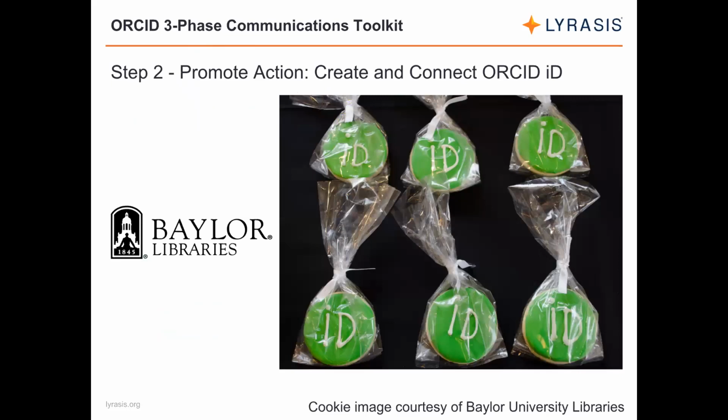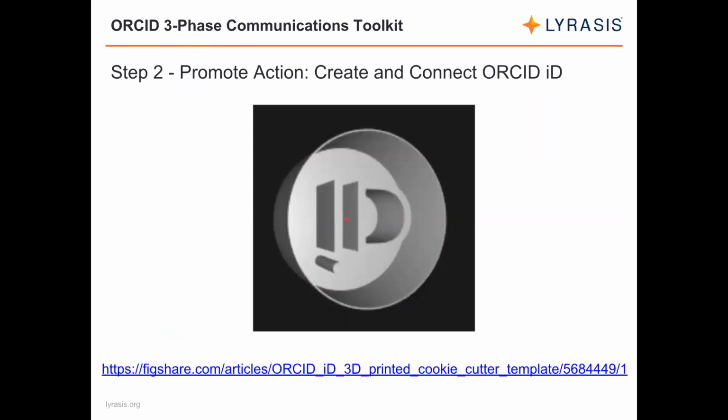So an example of promoting action, Baylor University did a promotional push for action by going around to faculty areas at lunchtime and offering a free cookie to each person who registered for an ORCID ID. And they got about 250 people to register within the week. And this is an actual image of the cookies that they handed out. In addition to that, I would also like to point out that ORCID now has a 3D printed cookie cutter template that can be used, and you can find that online at the link listed here.